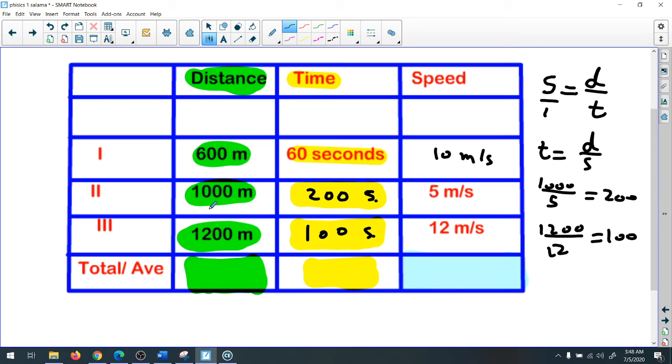Anyway, we're looking for the total distance. You add the distances: 600 plus 1000 plus 1200. Put down 0, and 0 plus 0 plus 0. Then 6 plus 2 is 8, and 1 plus 1 is 2. So 2800. The same here if you want to add the time. Here is 60, and 2 plus 1 is 3. So it's 360 seconds. This is 2800 meters, and this is 360 seconds.